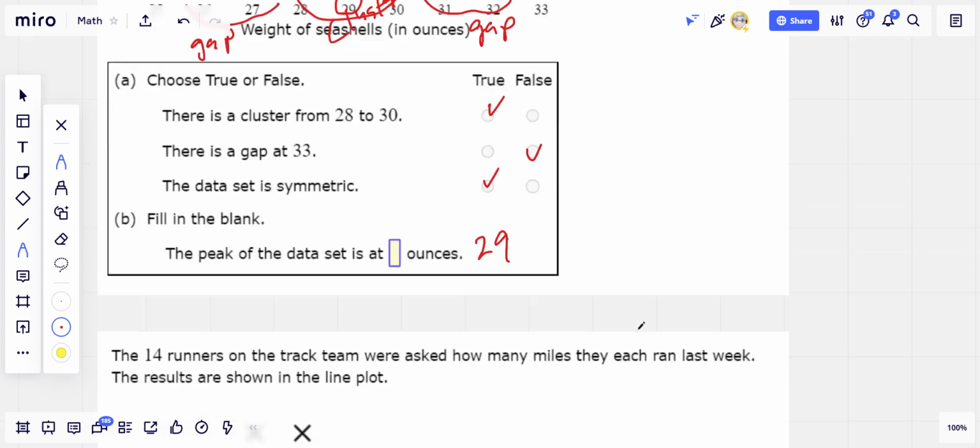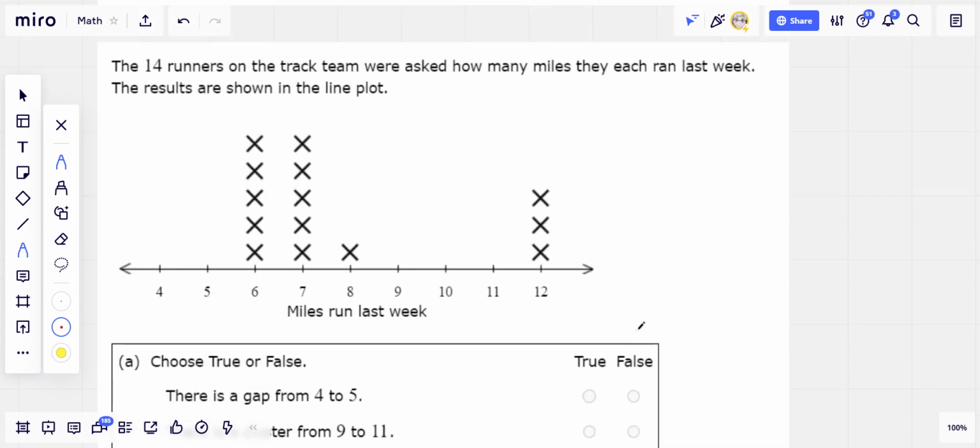Okay, let's try another one of these. And before I even read the problem, I just want to get a visual sense of this data. I see a cluster here. It looks like the peak is at 6 and 7. And then let's see, there's a gap here, there's a gap there. And then it doesn't look symmetric to me. I don't see any place where I could draw a line that would cut this exactly in half.